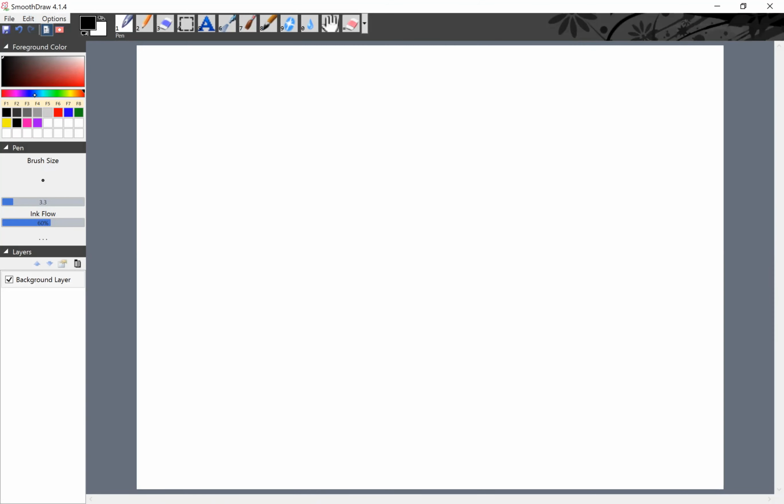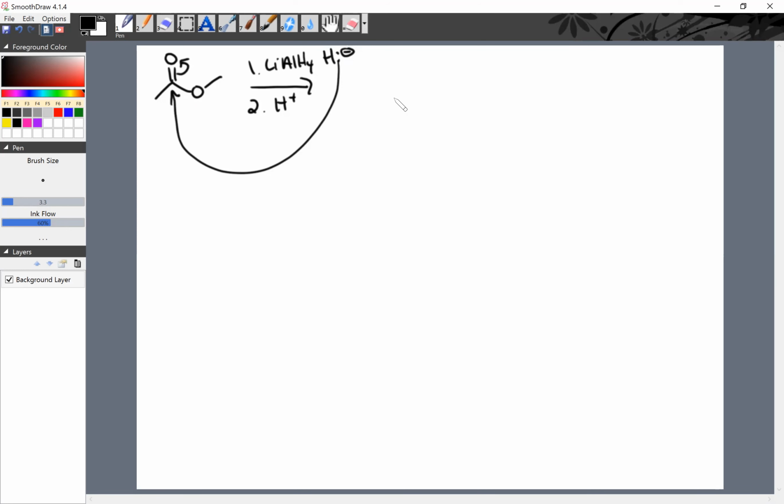All right, and I will just do an ester first. So there we have our wonderful ester. One, lithium aluminum hydride, and two, we'll need to protonate it. And again, when you see a hydride, that's really what you should be visualizing. It's going to come. Now we can nitpick this mechanism, but just generically, that is what we have.